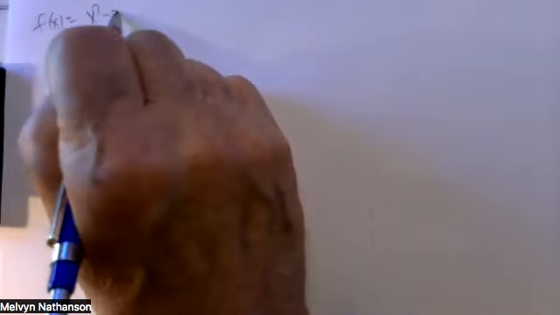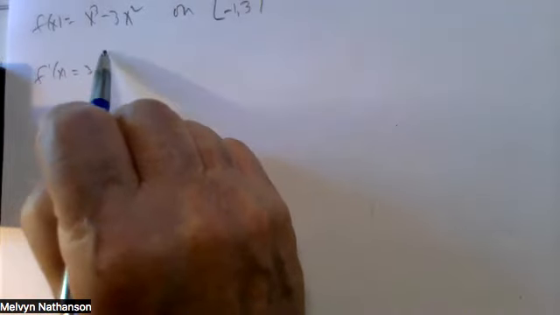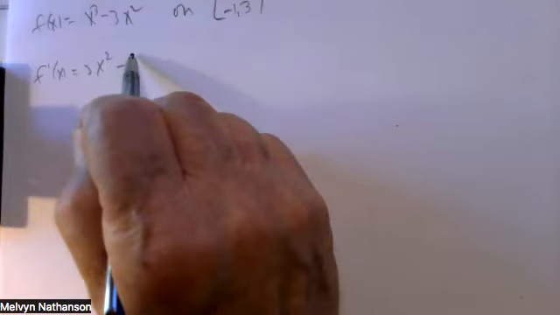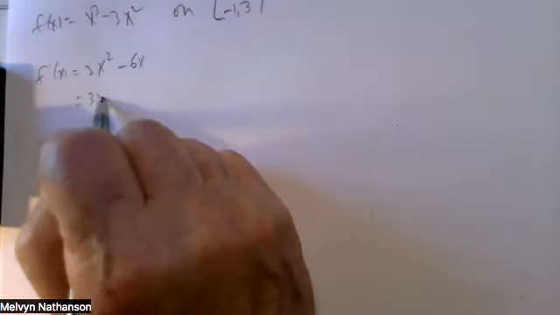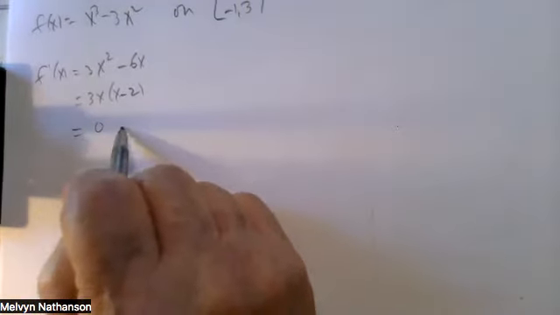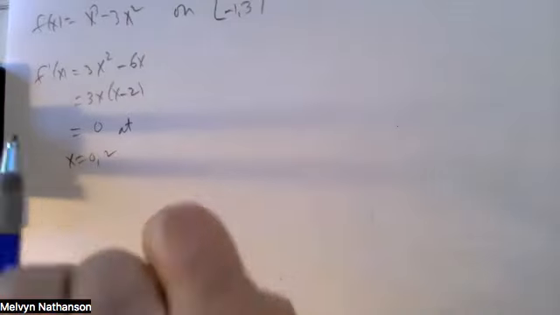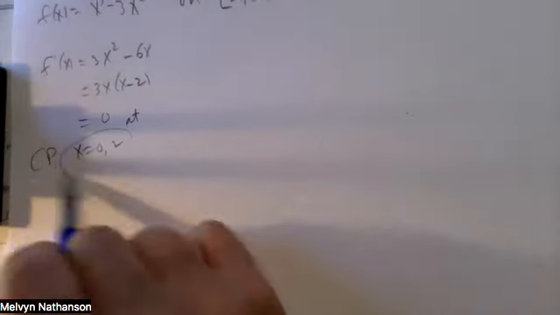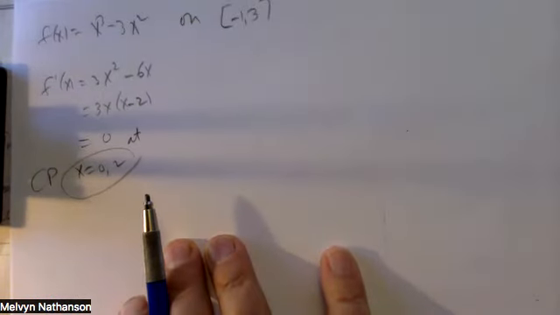Let's look at another example. Suppose we have f of x equals x cubed minus 3x squared, and we want to find the absolute extrema on the interval from minus 1 to 3. So this is a polynomial, it's differentiable everywhere. The derivative is 3x squared minus 3 times 2x, or 6x. So that's 3x times x minus 2. And this is equal to 0 at x equals 0 and 2. So these are the critical points for this cubic curve.